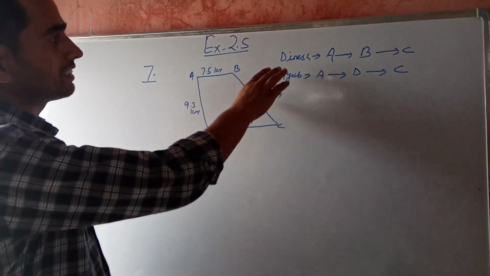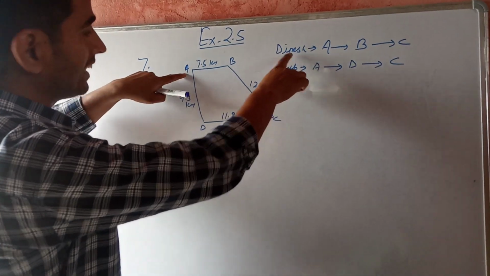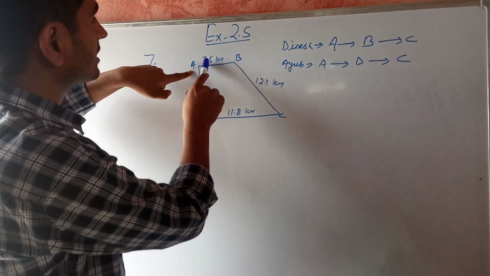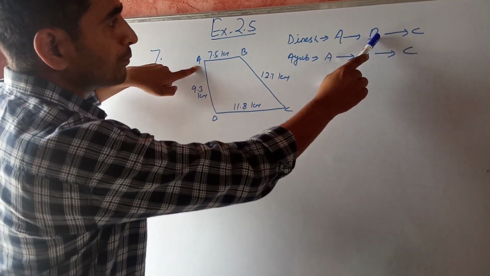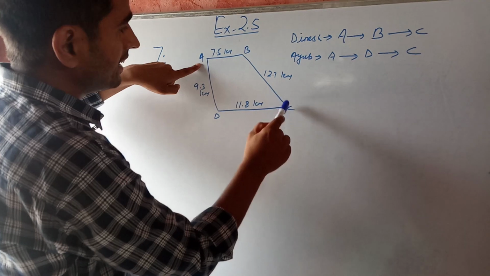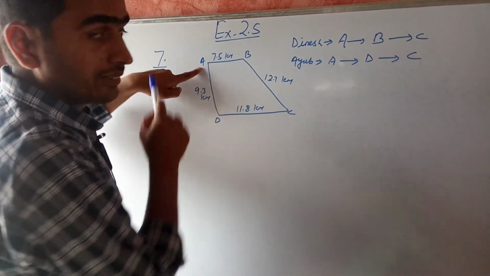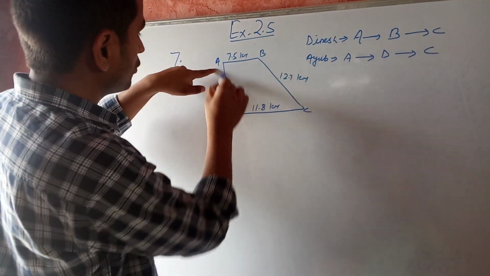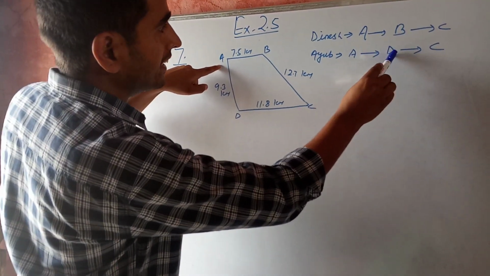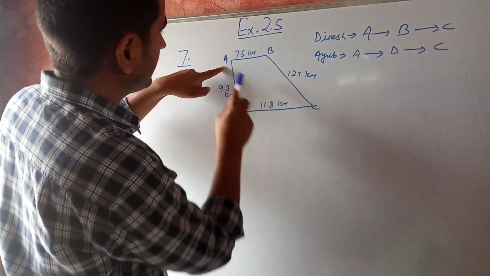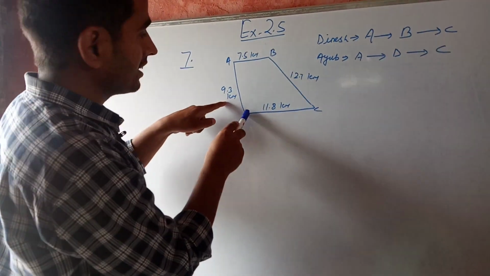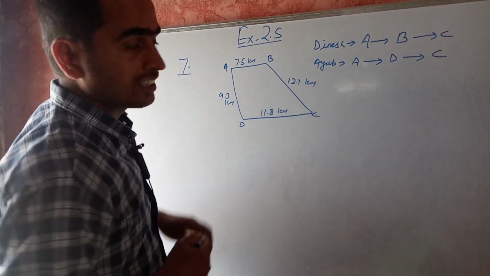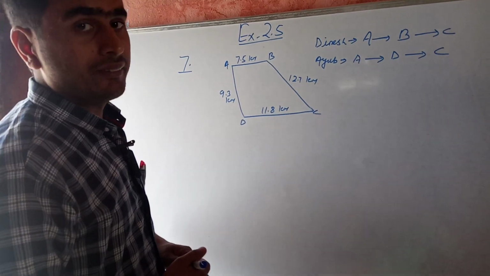Question number 7 is saying Dinesh went from point A to B and he traveled 7.5 kilometer. Then from point B he traveled to point C and he traveled 12.7 kilometer. Then Ayub traveled from point A to point D, and from D he went to C. From A to D the distance he covered is 9.3 kilometer, and from D to C he covered 11.8 kilometer. Now the question is asking who traveled more and by how much.